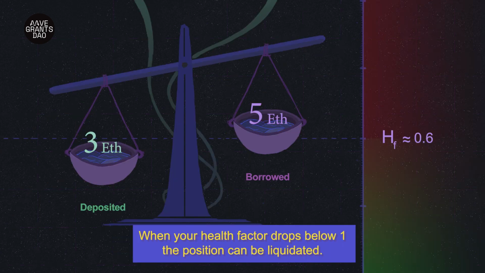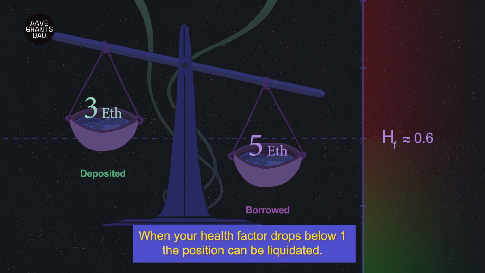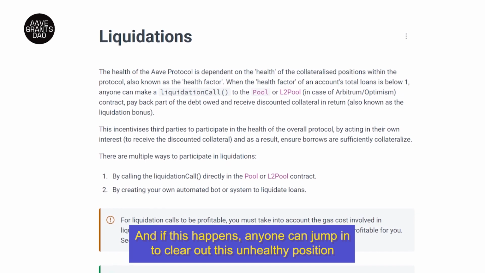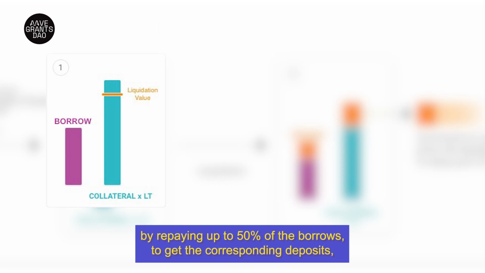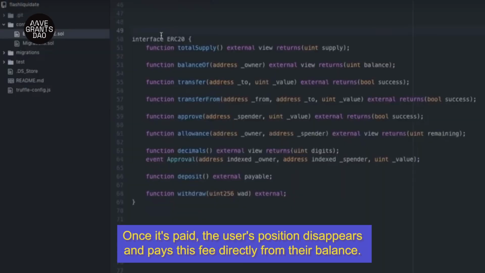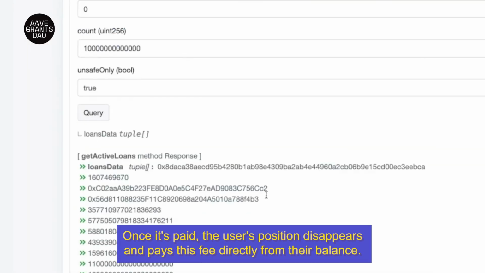When your health factor drops below 1, the position can be liquidated. And if this happens, anyone can jump in to clear out this unhealthy position by repaying up to 50% of the borrow costs to get the corresponding deposits, plus a compensation for keeping the protocol safe. Once it's paid, the user's position disappears and pays for this fee directly from their balance.